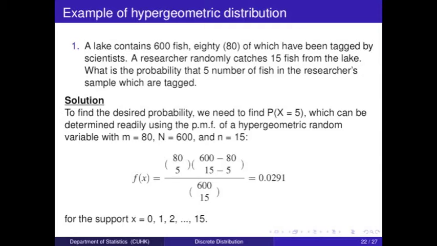It comes to the example. For the first one, suppose the lake contains 1,600 fish. 80 of them were tagged by scientists. They randomly catch 50 fish from the lake. What is the probability that 5 fish were tagged? To calculate the answer, we can just substitute the parameters into the probability mass function of x.